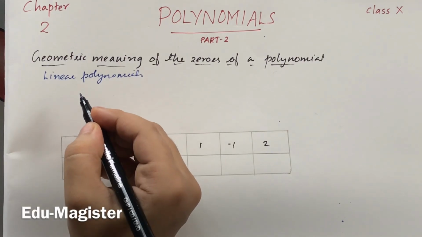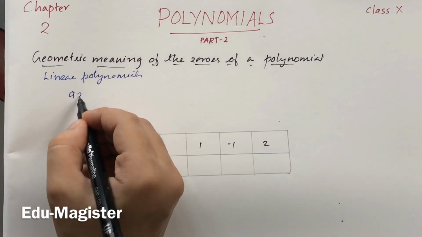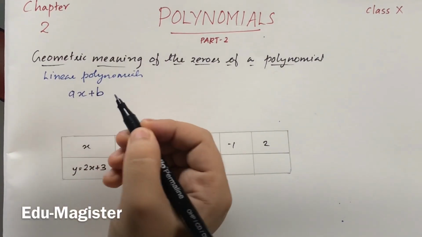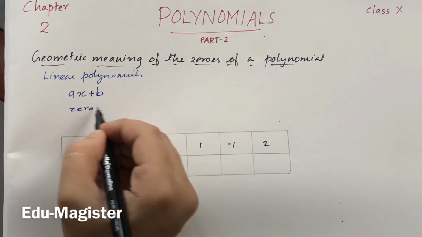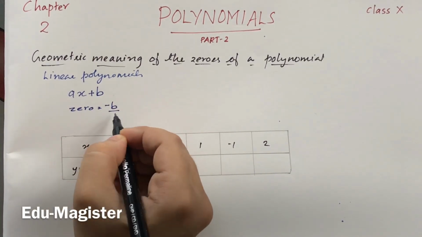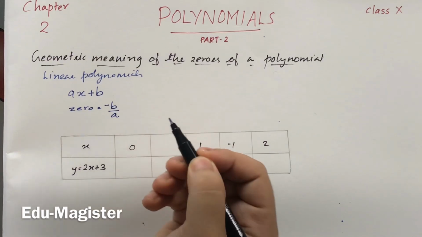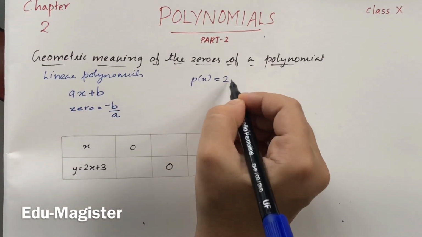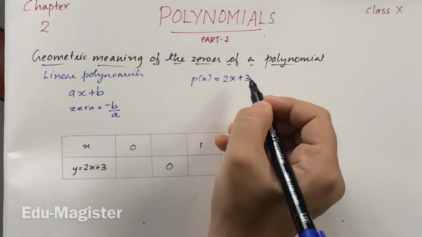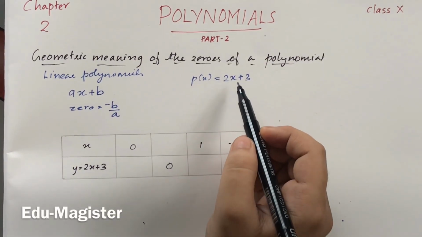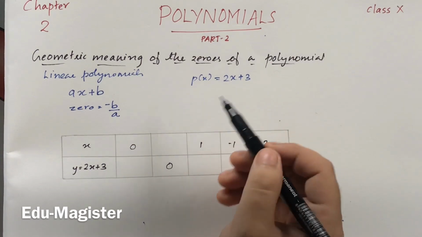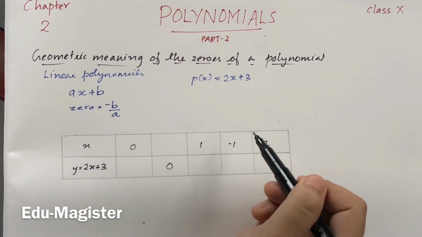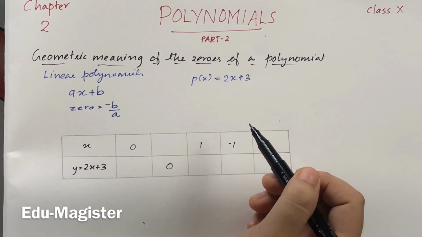What is the general formula for a linear polynomial? ax plus b. And how do you find the zero of it? Minus b by a, right? Let's take an example. P of x is equal to 2x plus 3. Now let's plot this polynomial on a graph. For that, you have to take different x values and find the corresponding y values, right?